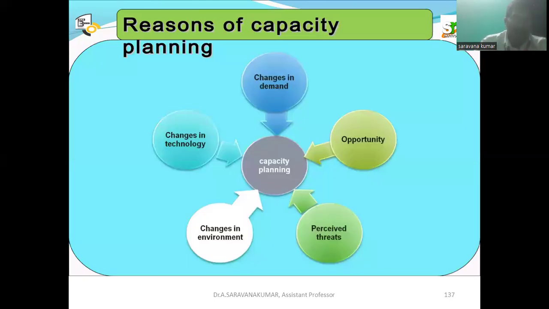So what are the reasons for capacity planning? Changes in demand. Depending upon the demand, you are going to increase or decrease your capacity. And opportunities, perceived threats, nothing but difficulties, changes in environment, changes in technology. Depending upon the technology and the environment, we can change the plan for the capacity.